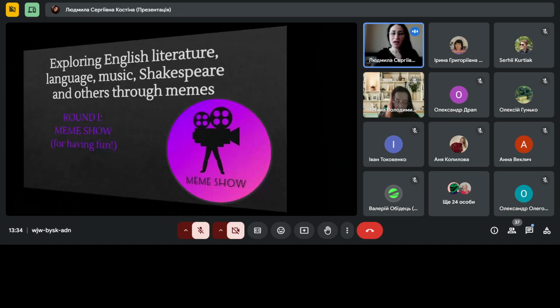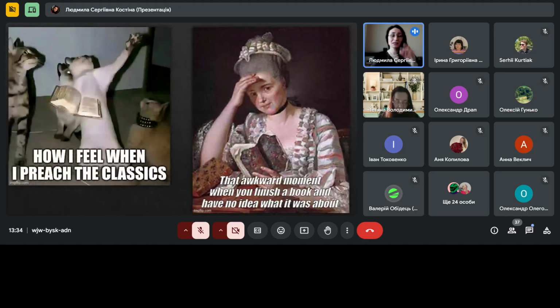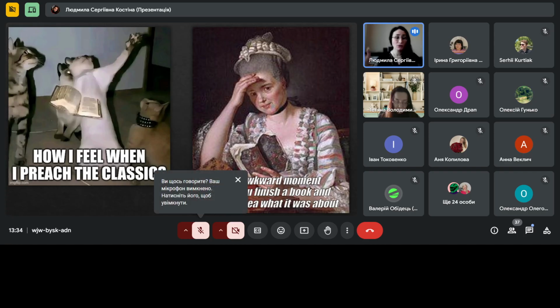Well, so the first 2 memes. You can see a cat with a book. How I feel when I preach the classics, the reaction, yes. And you can see a young lady and that awkward moment when you finish a book and have no idea what it was about. It seems to me she's rather confused.